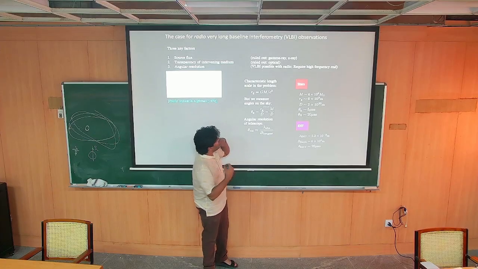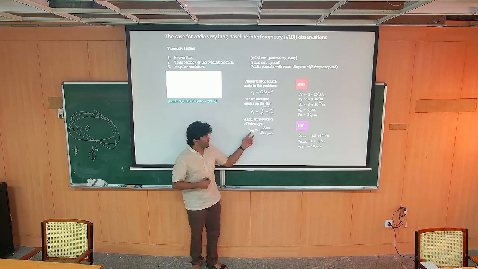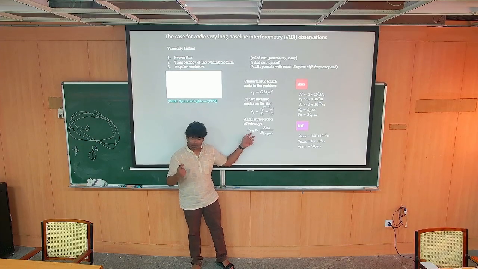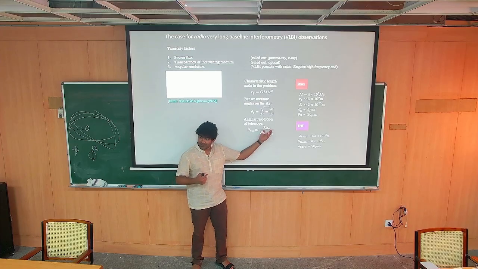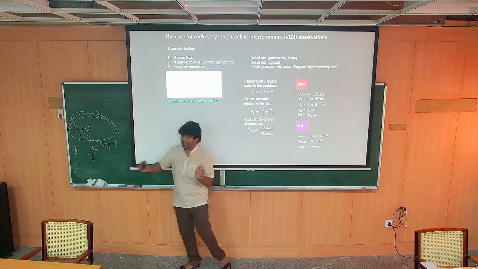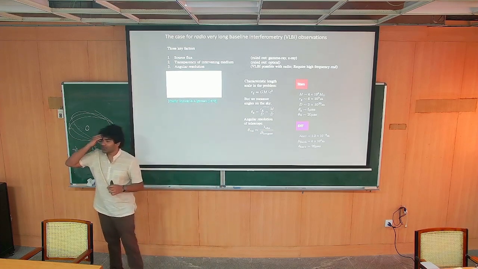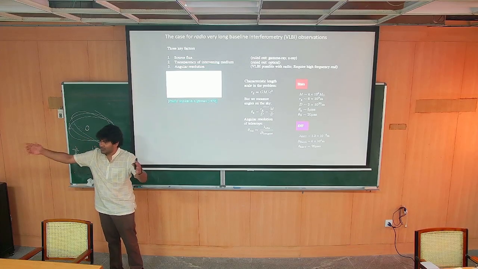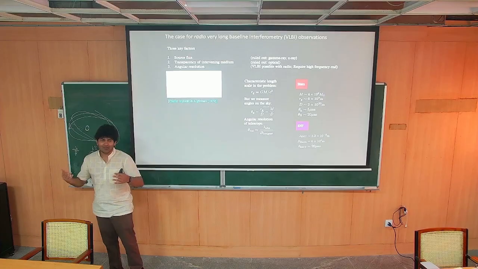Okay, now we want to build a telescope. And what you know is that the angular resolution of your telescope goes in this way: the observing wavelength divided by the largest baseline. If you remember, this is the wavelength divided by the aperture of the lens. Okay? I forget what formula it's called.